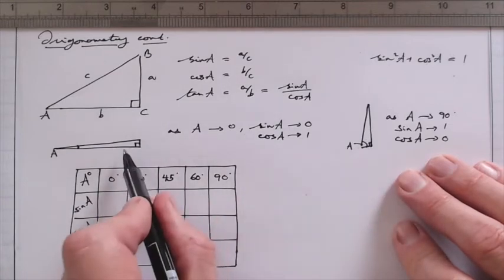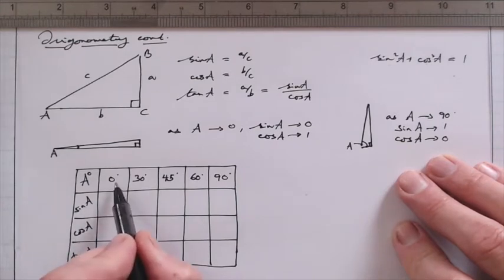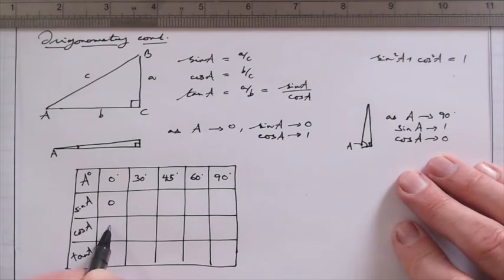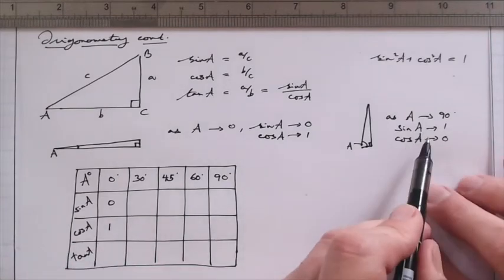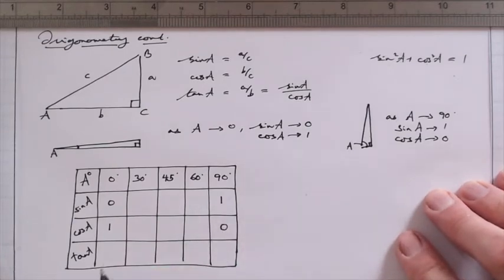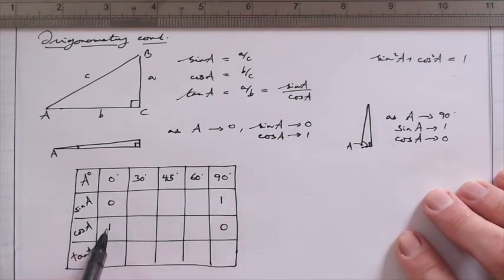And what we've already seen, from just sort of common sense, drawing very skinny or very sort of peaked triangles, is that when A is 0 degrees, the sine of A will be 0, cosine of A will be 1, and then at 90 degrees, the sine of A will be 1 and the cosine of A will be 0. The tangent of A we can always just get from the ratio. So 0 divided by 1 is 0, so the tangent of A will be 0 at 0 degrees. At 90 degrees, the poor old tangent becomes undefined.